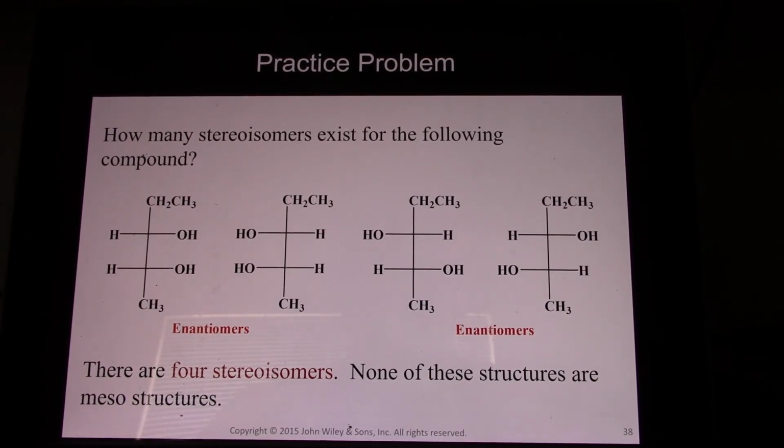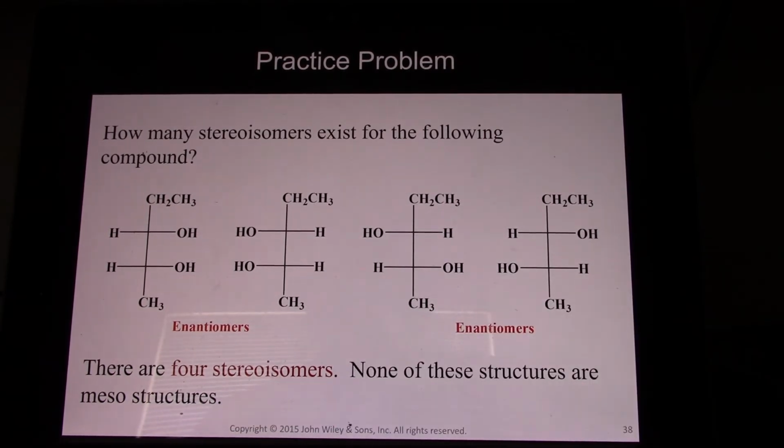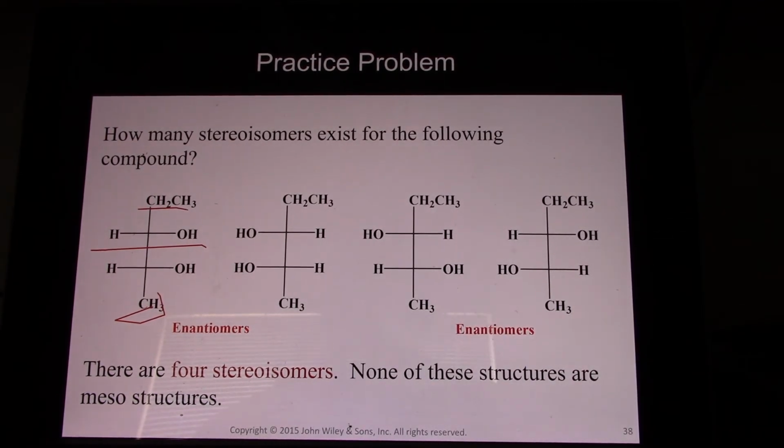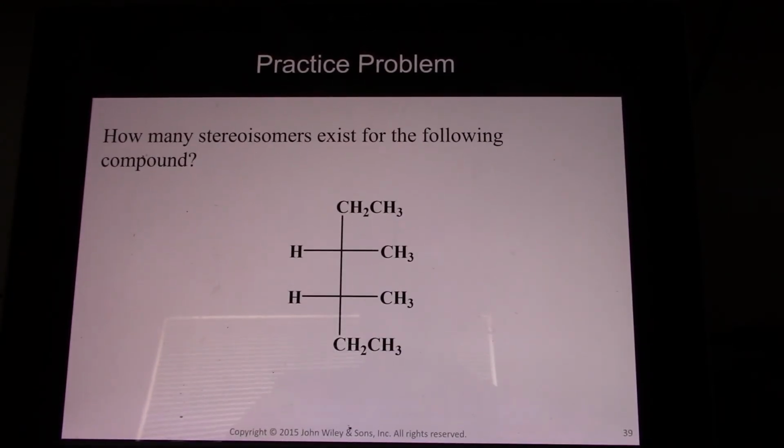And again, none of them have a line of symmetry going through them. These you might look at really quickly, but then you realize that they're not the same because down here that's a methyl group, whereas up here that's an ethyl group. So it's not exactly the same. There is no mirror plane that you can put through these molecules. There is no meso compound.